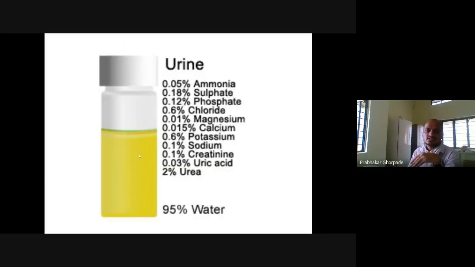Okay, so basically this urine contains many constituents: 0.05% ammonia, sulfate, phosphate, chlorine, magnesium, calcium, potassium, sodium, creatinine, uric acid, urea, water. So many analytes it contains. So in the biochemistry laboratory, we are estimating many of these analytes, right?